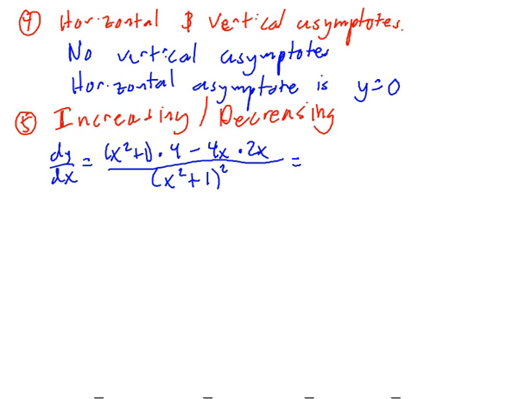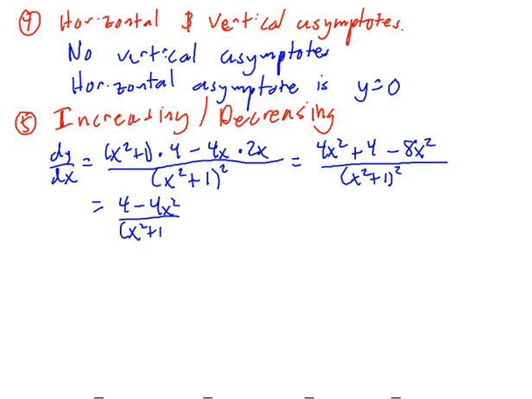Simplifying that, we'd have 4x squared plus 4 minus 8x squared, all over (x squared plus 1) squared, which equals 4 minus 4x squared over (x squared plus 1) squared. So this is our derivative. Now, to find where it's increasing and decreasing, we first find our critical numbers, which are those values that make the derivative either 0 or undefined. Just like with the original function, this is never undefined.